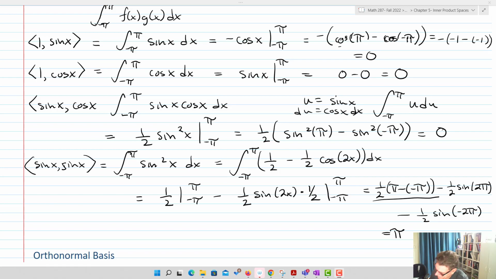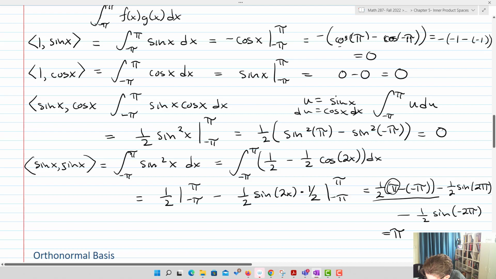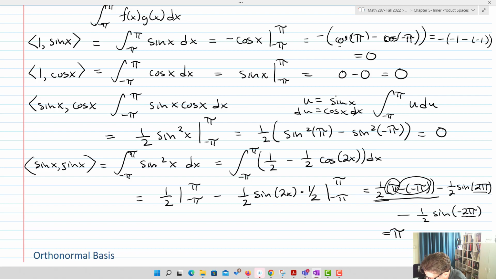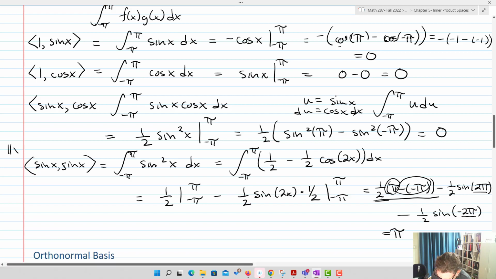So to clarify that, just to make sure it's clear, pi plus pi is 2 pi. 1/2 of that is just equal to pi. Sine of 2 pi is 0. Sine of negative 2 pi is 0. So these both zero out, and we end up with pi. That is the norm of sine x.